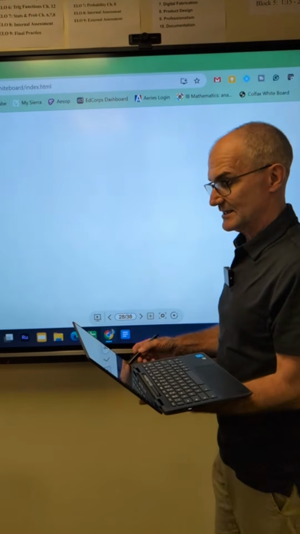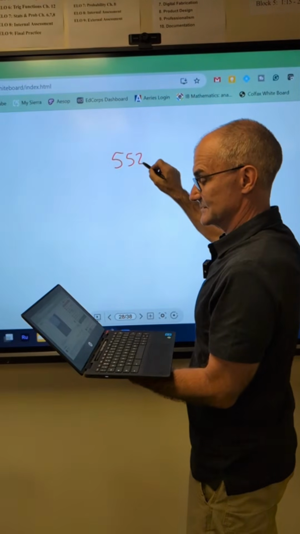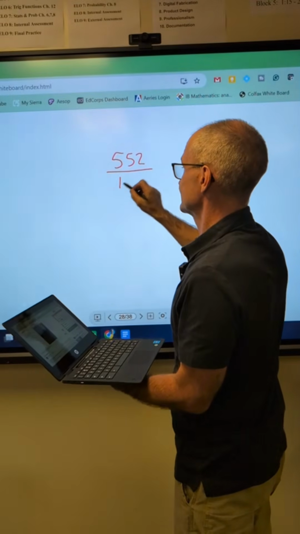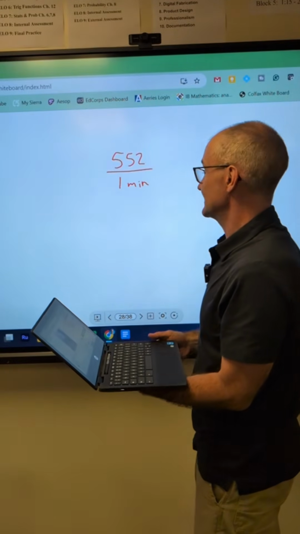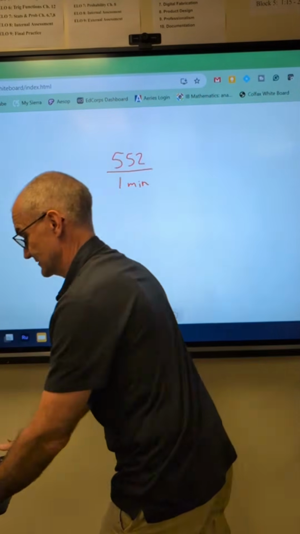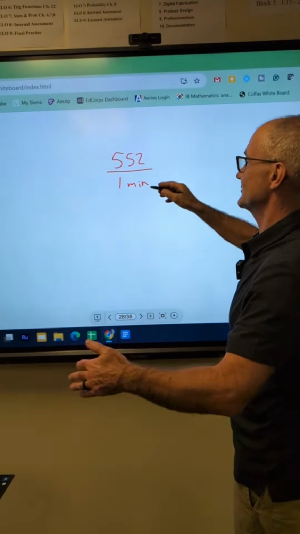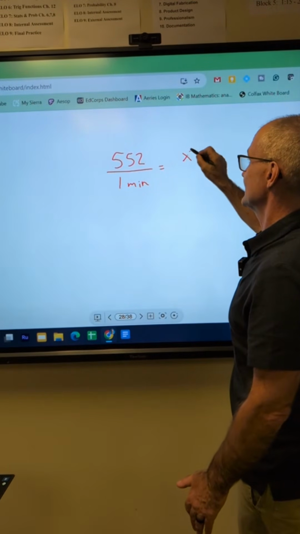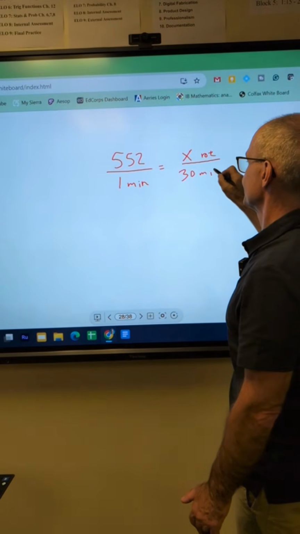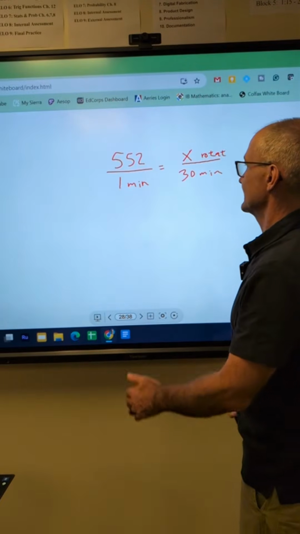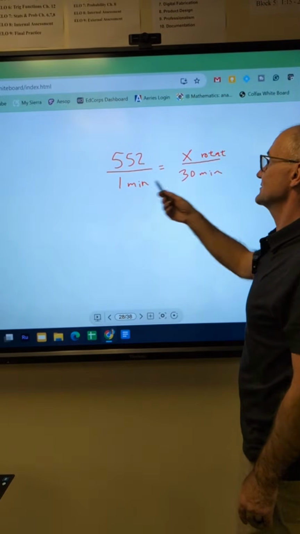If a car rotates at a constant speed 552 times in a minute, how many times does it rotate in half an hour? So this is kind of a proportion. It is saying 552 rotations per minute. How many rotations per half an hour, 30 minutes? My units have to be the same, so I need to convert that half an hour to 30 minutes. My units are the same.